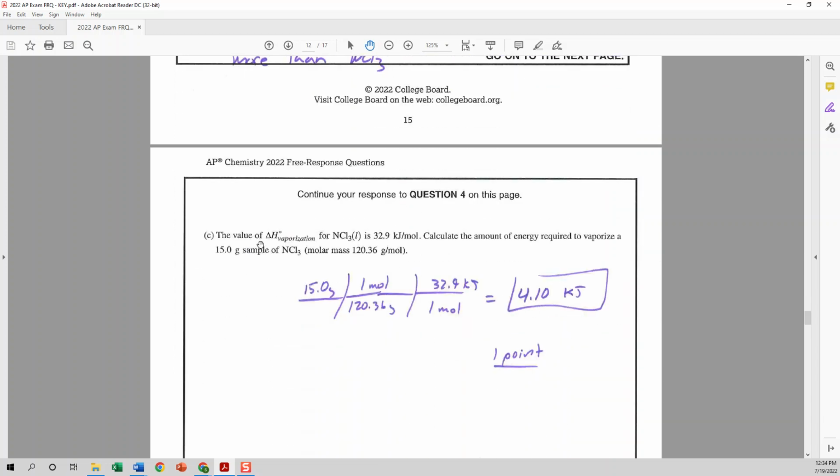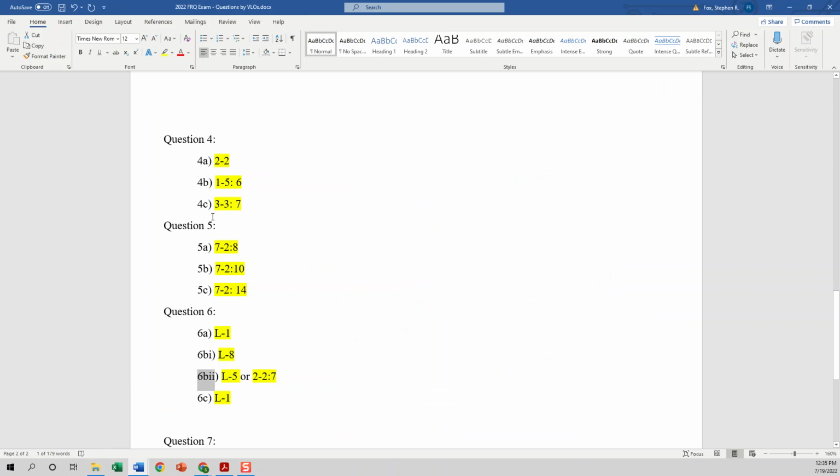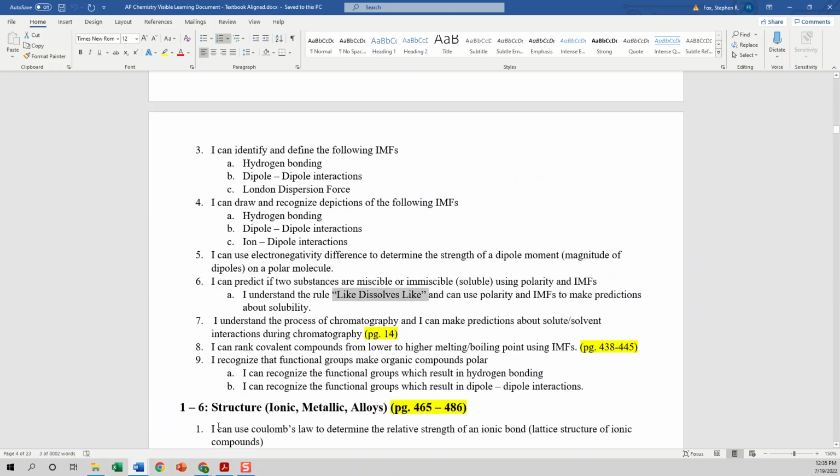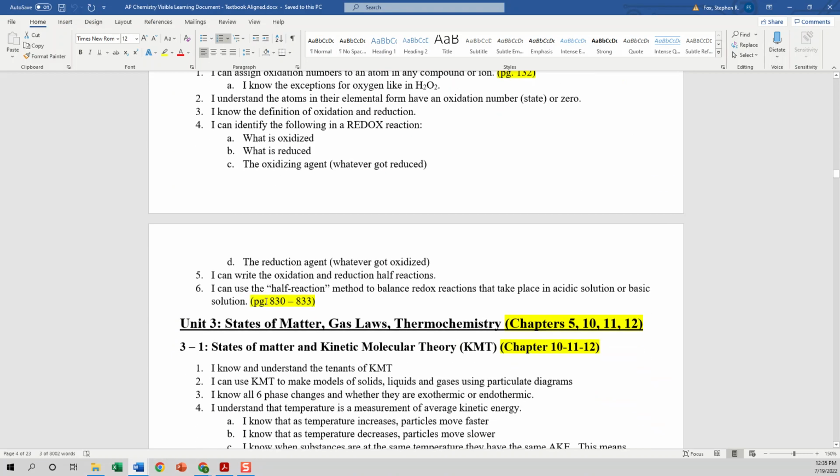So part C, the value of the molar heat of vaporization for NCl3 is 32.9 kilojoules per mole, and calculate the amount of energy required to vaporize a 15-gram sample of NCl3. And notice they give us the molar mass. That's very nice, so we don't have to sit there and calculate it. So this is just from unit 3 again. And it's 3-7. We've already had, in this test, a calculation just like it.